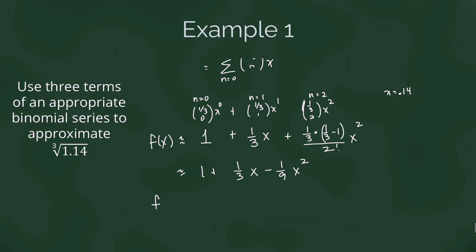So that f of 0.14 is going to be 1 plus 0.14 over 3 minus 0.14 squared over 9. And that is going to give us approximately 1.0445.